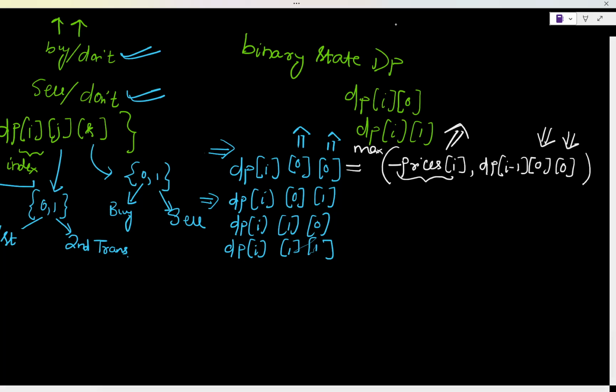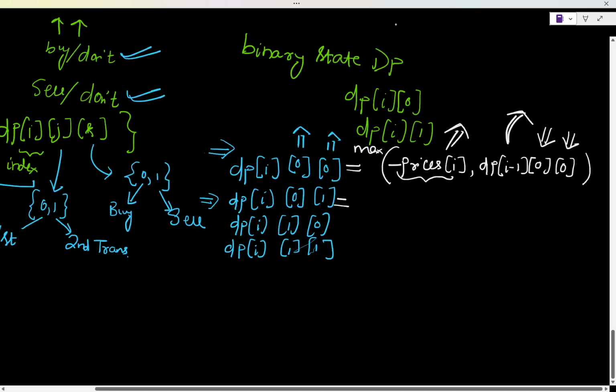This is my buy condition. If I buy, I'm spending this much. Or if I don't buy, I will take something from the previous states, that is dp of I minus 1. Now one may ask what is the guarantee that dp of I minus 1 has the most optimal solution for the first transaction buy? It is optimal because again it would be either minus of prices of I minus 1 or the previous state and so forth. So we are sure the most optimal solution is there. This is for first transaction buy.